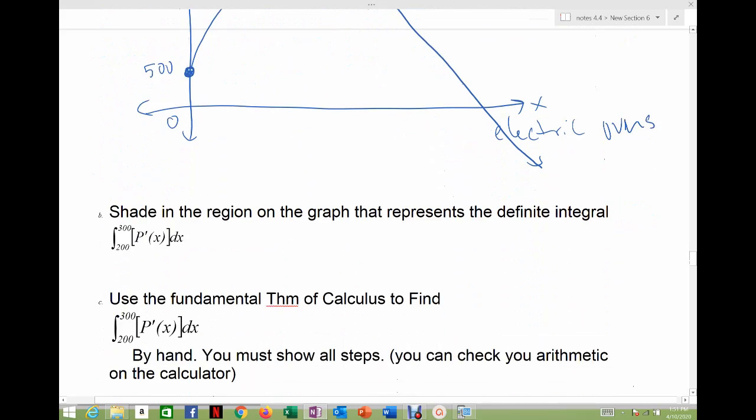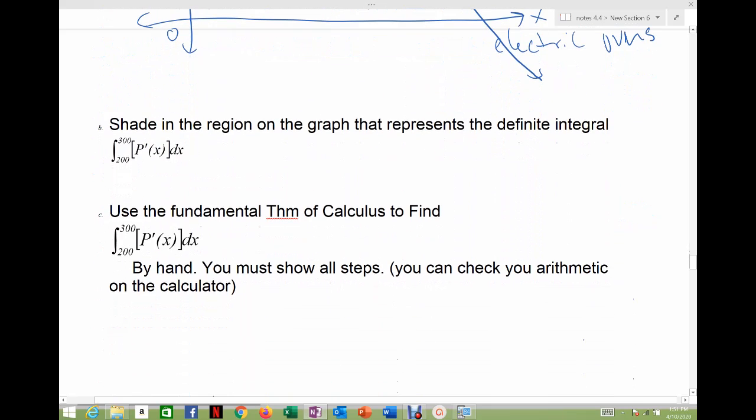The next question: shade the region of the graph that represents the definite integral from 200 to 300. I'm going to use the calculator to do that, because again, the calculator will help me find it and show me where the area should be shaded, so it's an accurate representation when I go to graph it in my notes.